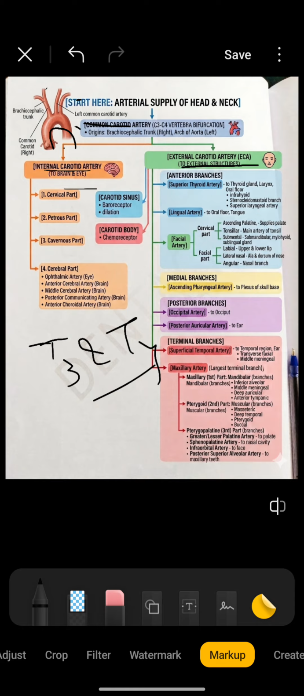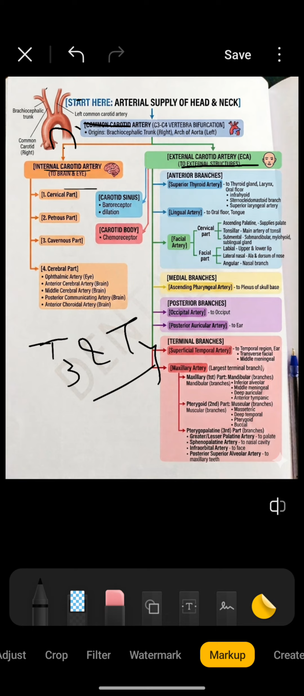First is the arch of aorta, which is further subdivided into right and left. On the left side, the direct branches of the arch of aorta are the left common carotid artery and left subclavian artery, and on the right side there is the right brachiocephalic trunk, which is further subdivided into the right common carotid artery and right subclavian artery. The common carotid artery, on both sides right and left, has a common pathway, and is further subdivided into the internal and external carotid arteries at the level of the intervertebral disc between C3 and C4 vertebra, into its terminal branches.